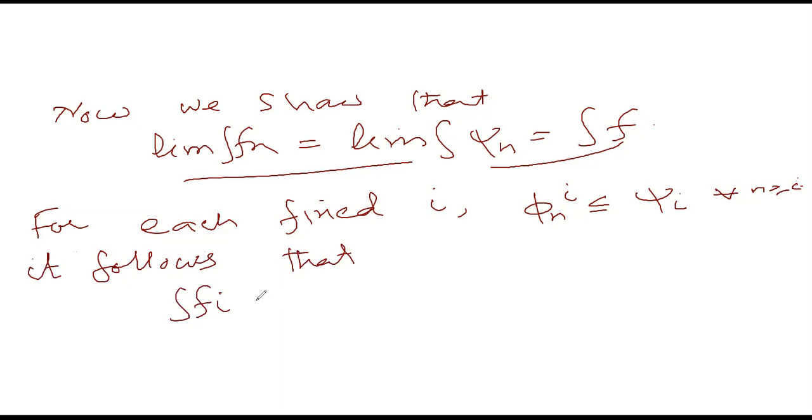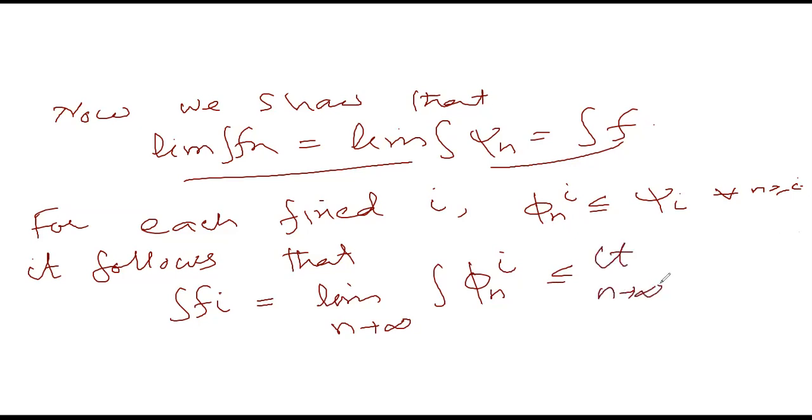the integral of fi is equal, by the definition of the integral of an upper function, because fi is an upper function and phi n i is the generating sequence for fi. So by definition the integral of fi is equal to this limit, but this is less or equal to the integral of psi i, which is less or equal to the limit as n approaches infinity of the integral of psi n, because in particular this i is equal to n. So this is less or equal to this for each fixed i greater or equal to n. So we can apply the limit.